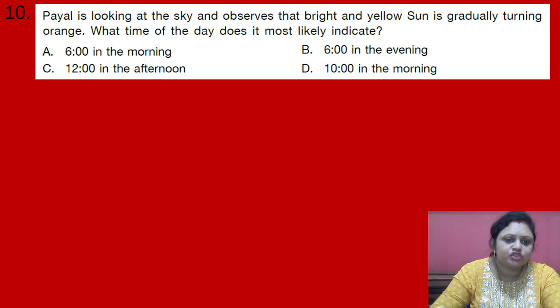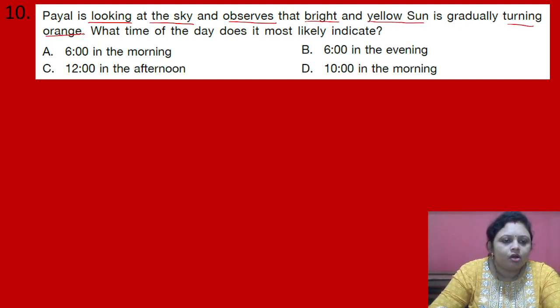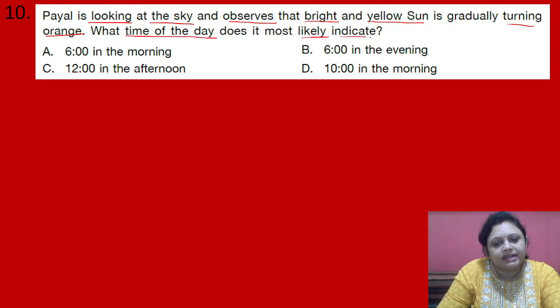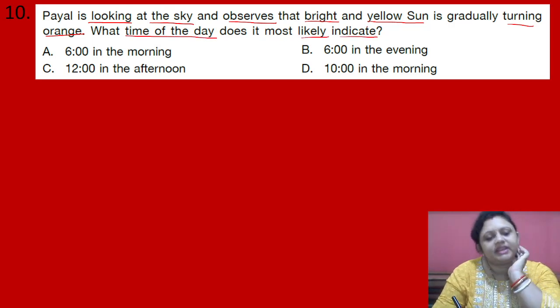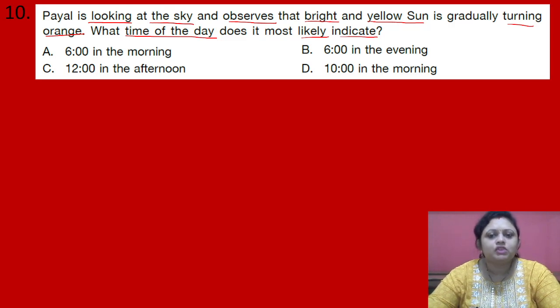Coming to the next question, Payal is looking at the sky and observes that the bright and yellow sun is gradually turning orange. What time of the day does it most likely indicate? Options are A. 6 in the morning, B. 6 in the evening, C. 12 in the afternoon, D. 10 in the morning. So, Payal saw that the sun is bright and yellow.